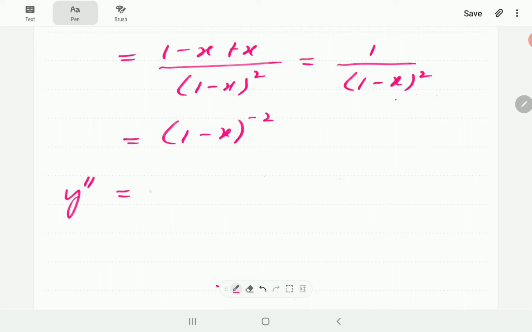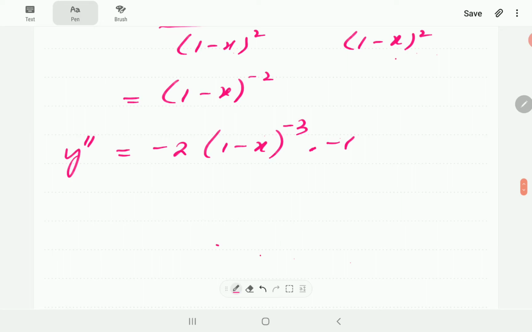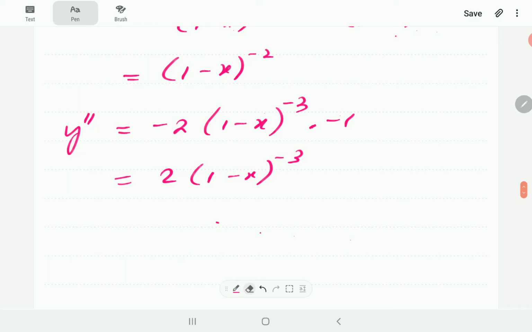is going to be -2 into 1 minus x, then subtract 1 here, so that gives us -3, and then multiply by the derivative of this. I'm going to write that this side, which is -1. And then of course this is going to be positive because we've got a negative and a negative there. So that is the expression we've got for second order derivative.